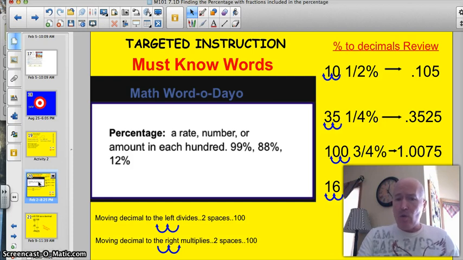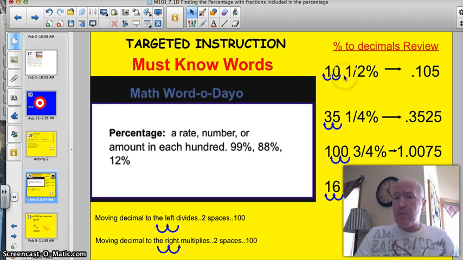All right, let's take a look at, for the last time, our vocabulary word: percentage. Percentage, that's a rate or amount per 100. We've talked about that for the last 4 lessons. Hopefully you've got that word down. Tonight we're looking at percentages that have fractions attached. Still, remember, when we are going to turn a percentage into a decimal, we need to divide by 100, and we do that by moving the decimal 2 places to the left.